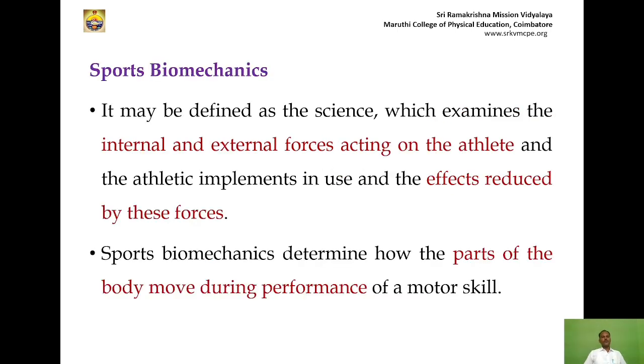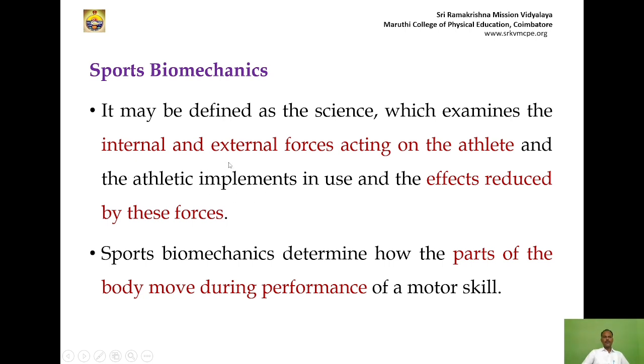And what is the meaning of sports biomechanics? In the last class, we saw biomechanics. Here we are emphasizing sports biomechanics. The same definition: it may be defined as the science which examines the internal and external forces acting on the athlete, and here I would emphasize the word athlete, and the athletic implements in use, and the effect produced by these forces. Here I have added two important words: one is athlete, another one is athletic implement.